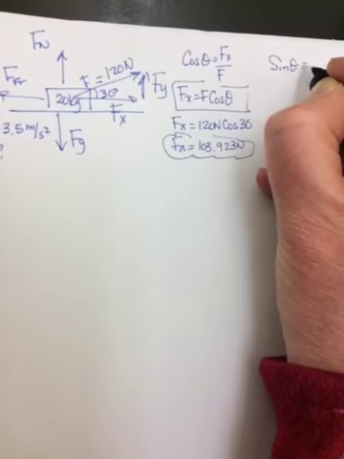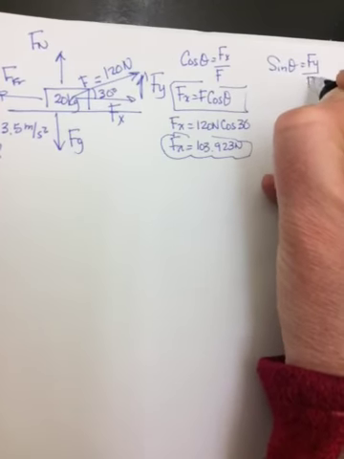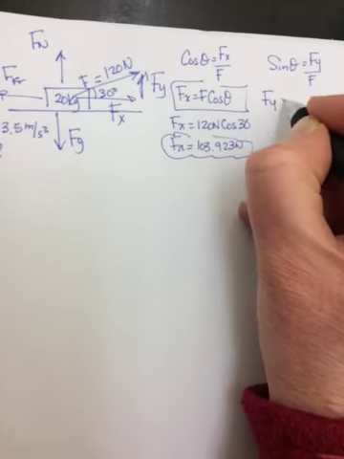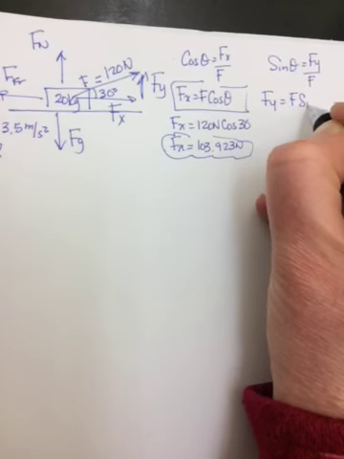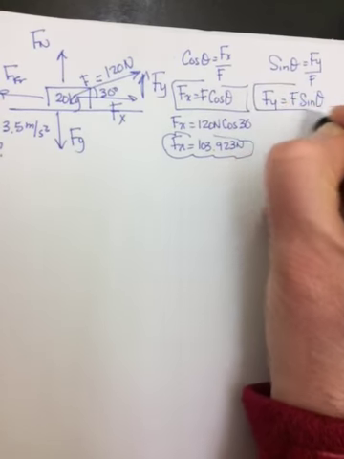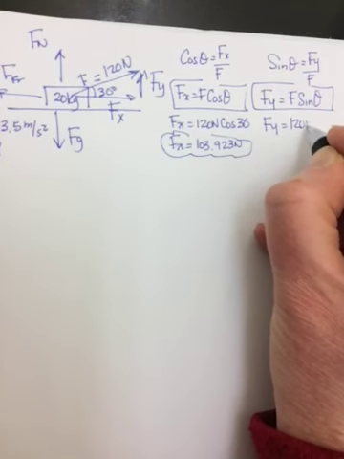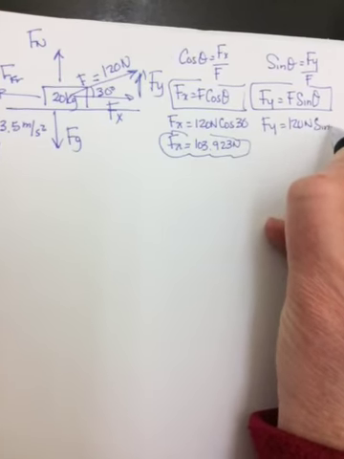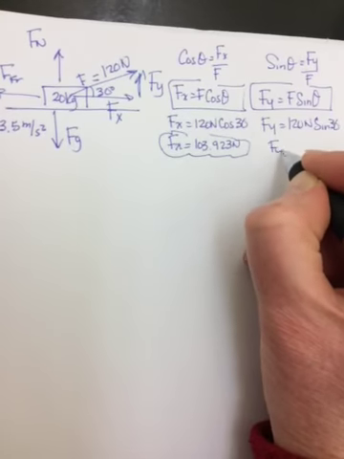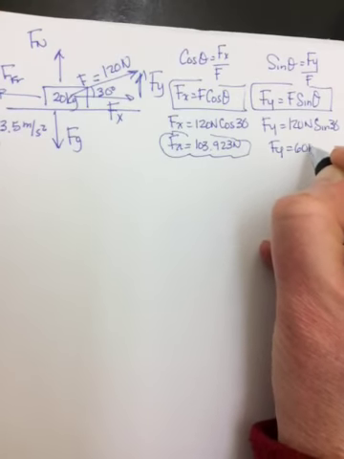Sine theta is equal to Fy over F. So Fy would be equal to F sine theta. Again, I would stop at this spot, but for those of you that just can't help yourself, 120 newtons times sine of 30, this one will be prettier. Fy is equal to 60.